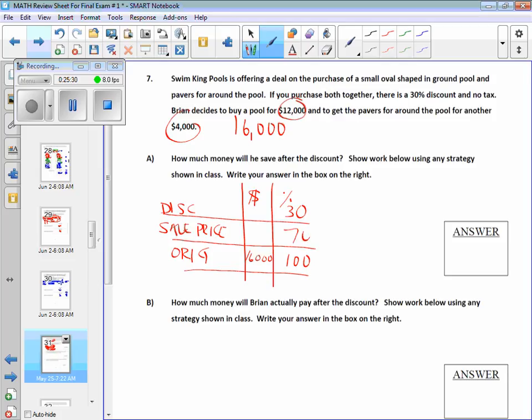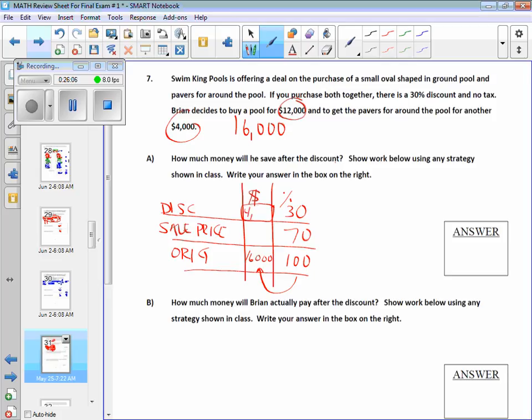Right. Okay. What do they want to know? Well, they want to know how much he will save after the discount. They initially want this, which you can do because you can make a love connection here. 100 times what makes 16,000? 160. Multiply by 160. We did this this morning. 30 times 160.